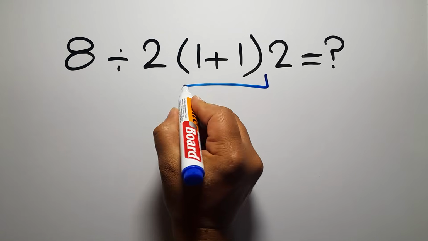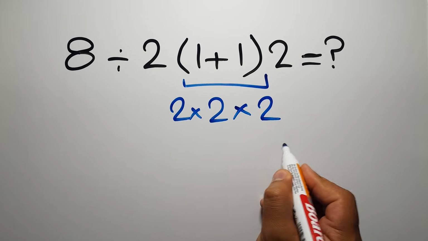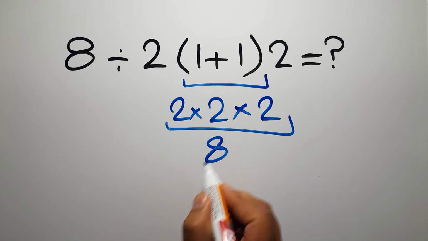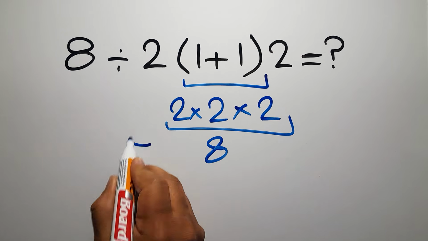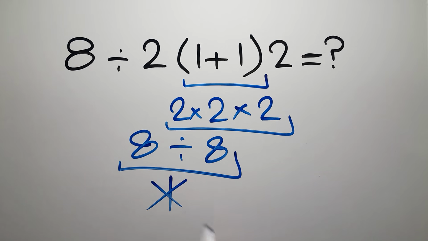1 plus 1 equals 2. So 2 times 2 and again times 2 equals 8. And 8 divided by this, 8 divided by 8 is just 1. But this answer is not correct.